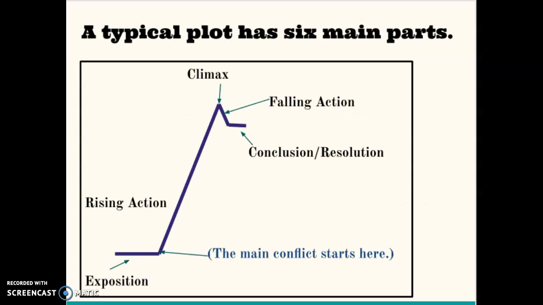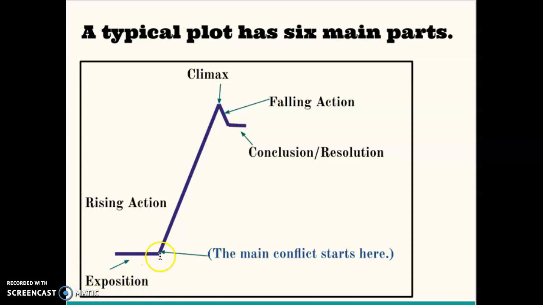A typical plot has 6 main parts. The first, the beginning of a story, is called the exposition. The exposition will go into more detail, but that's kind of where you get started and get to know what's going on in general in the setting and with the characters in your story.